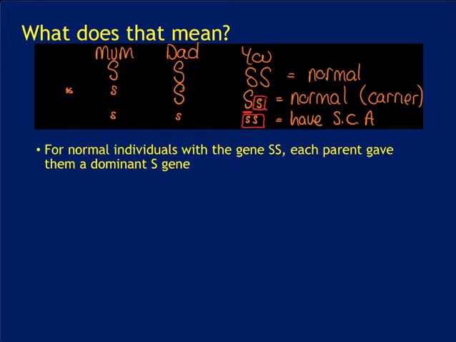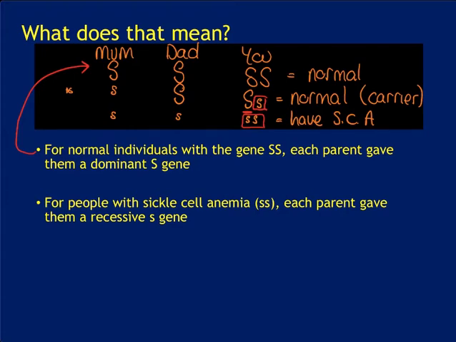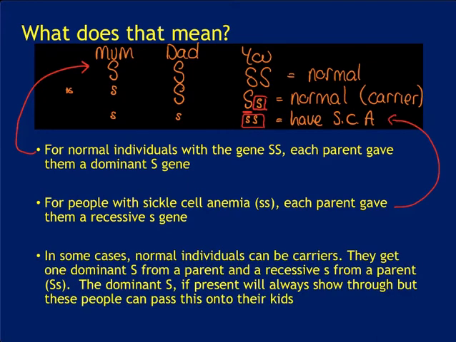Okay, so for normal individuals with the gene big S, each parent gives them a dominant gene. So that's this line up here. For people with sickle cell anemia, each parent gives them a recessive small s gene. So that is this example here. And then the last one, in some cases normal individuals can be carriers. So they get one big S from a parent and a small s from a parent. As we've said, the dominant S, if present, will always show through. So that makes them normal, but it also makes them carriers.